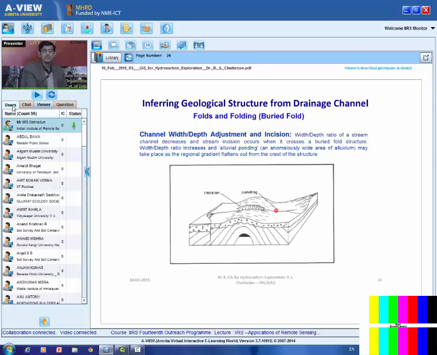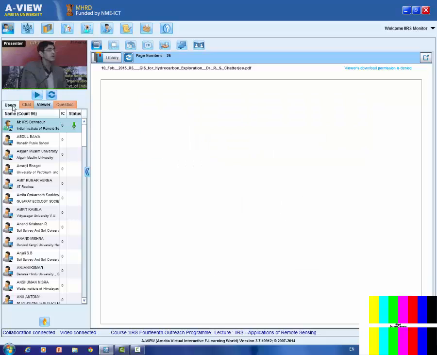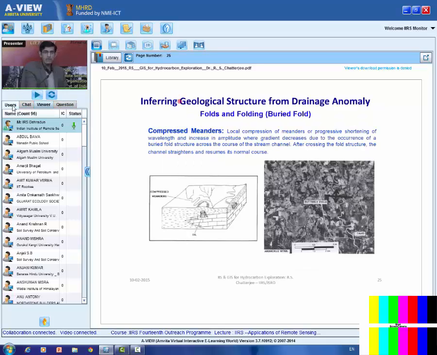Here, if the stream was normal width and depth ratio, but when it is cutting this fold, what will happen? It becomes deep, and the width will be very, very narrow. So the width by depth ratio will be very, very less. Again, after this crossing, it will become normal. So from that we can interpret there may be a subsurface fold, rather a buried fold, here. That is very, very important for petroleum exploration.